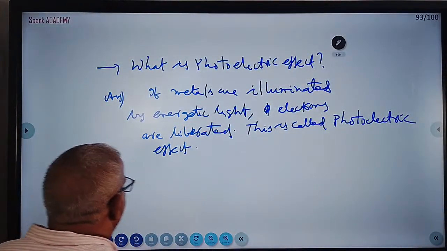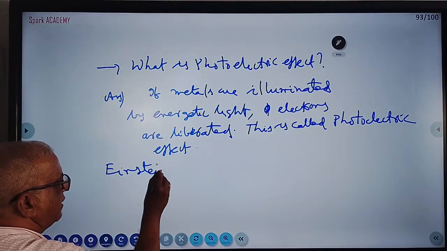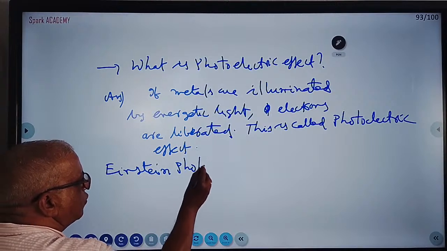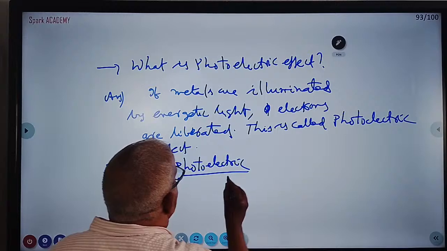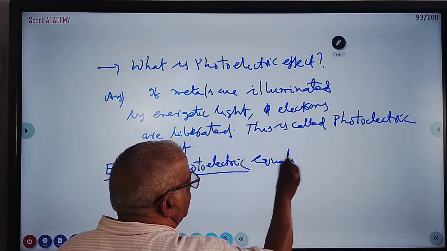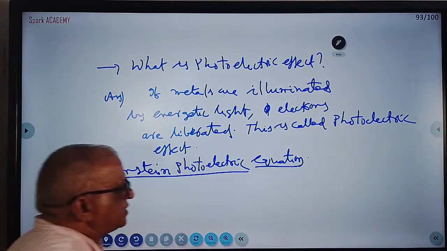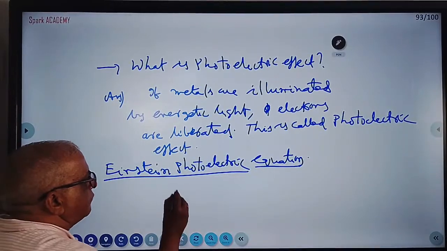You want the photoelectric equation? I'm writing the Einstein photoelectric equation. You want that equation, I'm explaining. For this question, this is not necessary. This is over. What is Einstein photoelectric equation? He explains photoelectric effect on the basis of quantum theory.